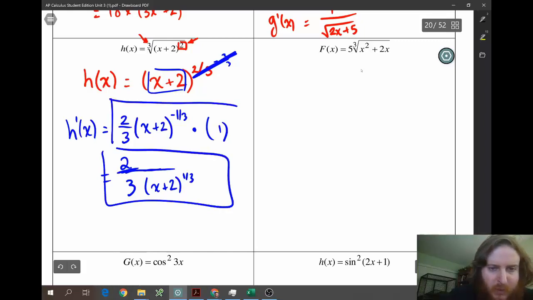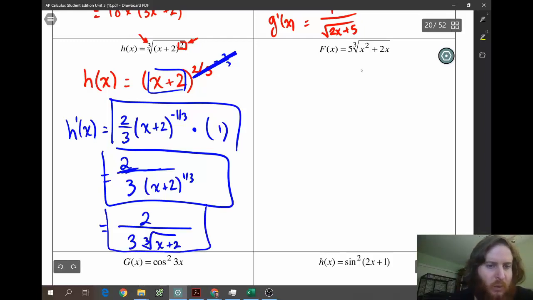And so that's a perfectly fine answer. Honestly, this would have been a perfectly fine answer. Or if you want to put it back into radical form, right, it'll be the cube root of just x plus 2 to the first power, so you don't have to write to the first power. So really, any of these 3 answers would be fine. You'll get full credit for any of those 3 answers.